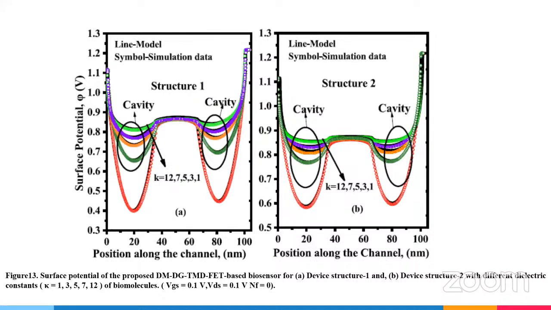This is the surface potential profile of the TMD based biosensor. As you can see, due to the fringing effect, the gate control is less, so the surface potential is going down when we compare to device structure 2. The barrier is more in structure 1, so the electrons will require more voltage to pass the barrier through the source and channel as compared to structure 2. And when we are increasing the dielectric constant of biomolecules in the cavity, the surface potential will go down in both the structures, but it will remain less in structure 2, as you can see from the profiles.